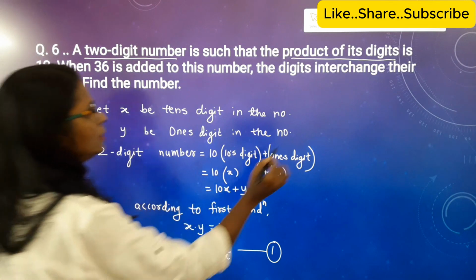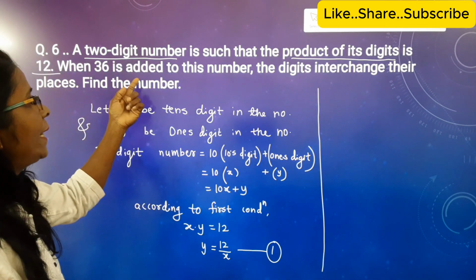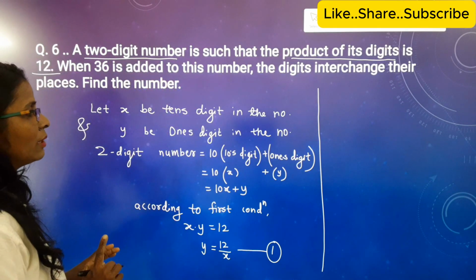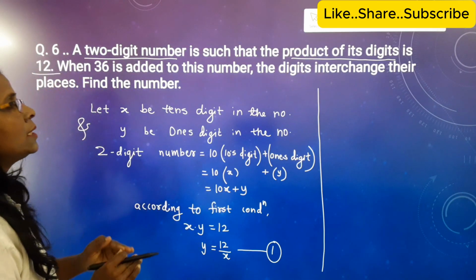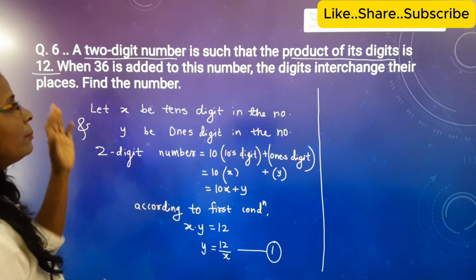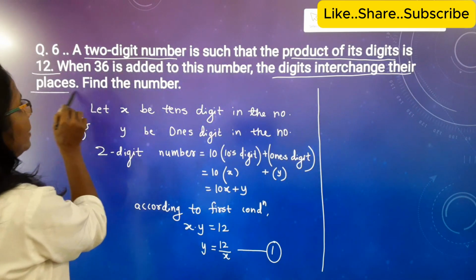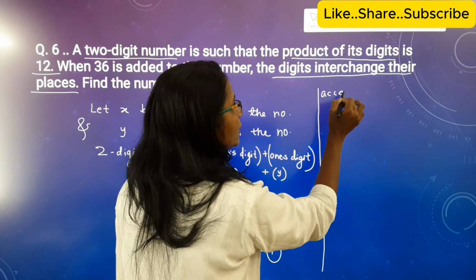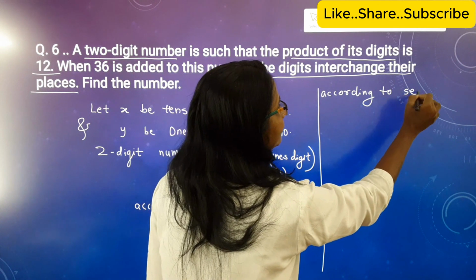Then the next part is that when 36 is added to this number, this two-digit number 10x plus y, added to 36, then the digits interchange their places. So here we write that according to the second condition.